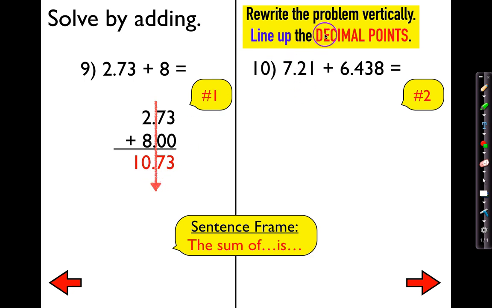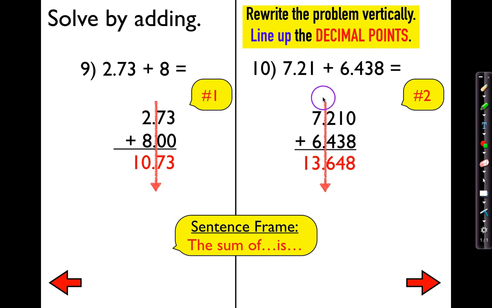For number 10, once again, hopefully you line up that decimal. And again, think here, this is about 7, this is about 6, so my answer should be somewhere around 13, because 7 plus 6 is 13. So once I line up those decimals, notice you had to put a placeholder here. You should end up with 13 and 648 thousandths. Remember, with adding as well as subtracting, you bring the decimal straight down. So here I'm going to say the sum of 7 and 21 hundredths and 6 and 438 thousandths is 13 and 648 thousandths.